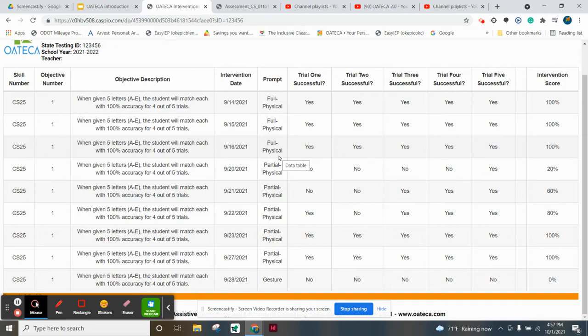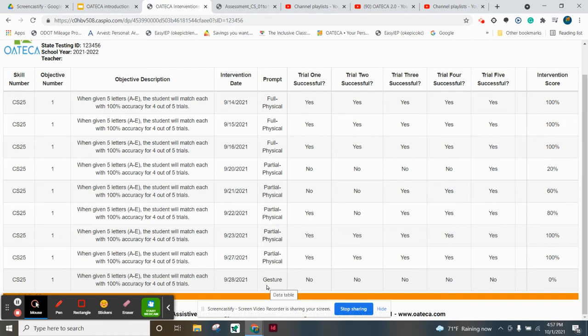So we have our most intensive prompt at a full physical. We make 80% or greater for 3 consecutive data entries, then we move on to a partial physical. And we go through that. We have 60, 80, 100, and 100. So that right there is the mark of 3 times or greater at 80% or greater for 3 times consecutively. Then we're ready to move to the next least restrictive prompt, which is going to be a gesture. And you just keep going through each of the prompts, diminishing those till you get to independent.